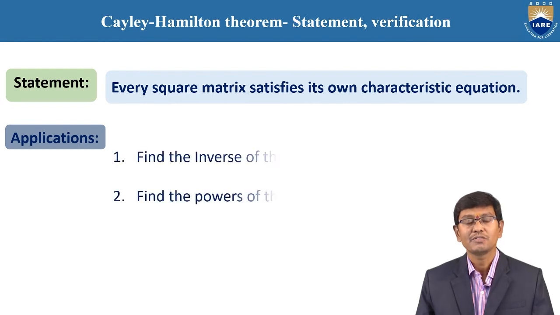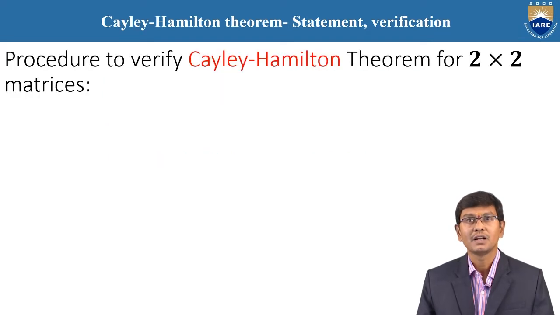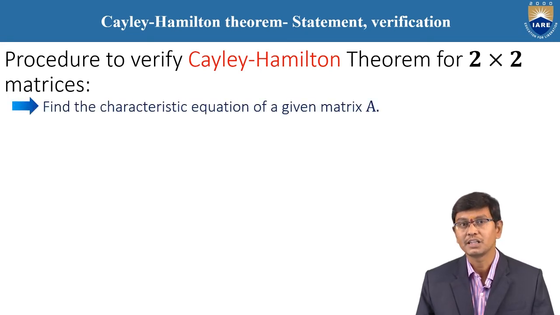The main applications of the Cayley Hamilton theorem are of two types. One is finding the inverse of the matrix. The second is finding the powers of the given matrix. Today we are going to discuss only the verification of the Cayley Hamilton theorem for a given 2 by 2 square matrix and also a 3 by 3 square matrix. First of all, we will discuss only the 2 by 2 matrix.